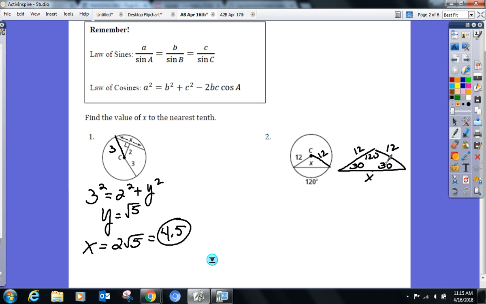Here's one reason why I gave you those formulas. Anybody know what law I can use here to find x, the side? Law of sines. Set one up for me here. Give me a side. 12 over, what do you want me to put it over? Sine of 30. Probably want to put what side next? X over the sine of 120. Here we go.